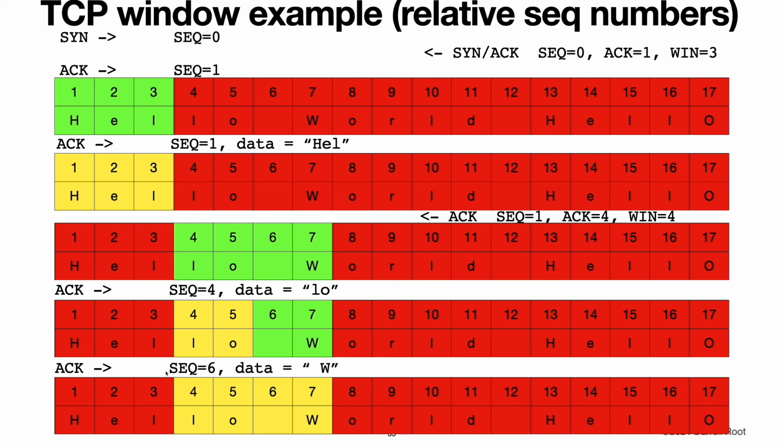And then we can send, again, sequence 6. So when we send the data space W, the sequence number that we send indicates the first byte that we're sending. So the space is byte number 6, the W is byte number 7. At this point, we've sent our whole window. We cannot send anything else until we get another acknowledgement. We could resend this stuff if we felt for some reason that it was lost in transit.